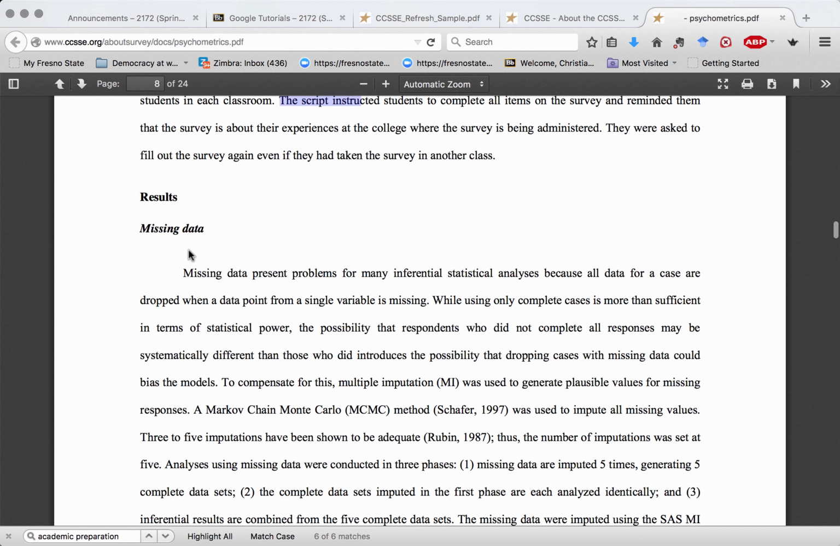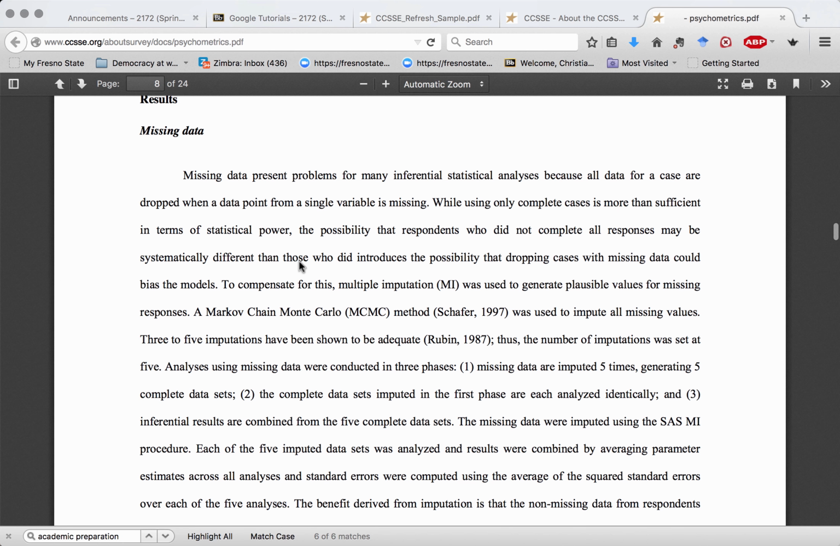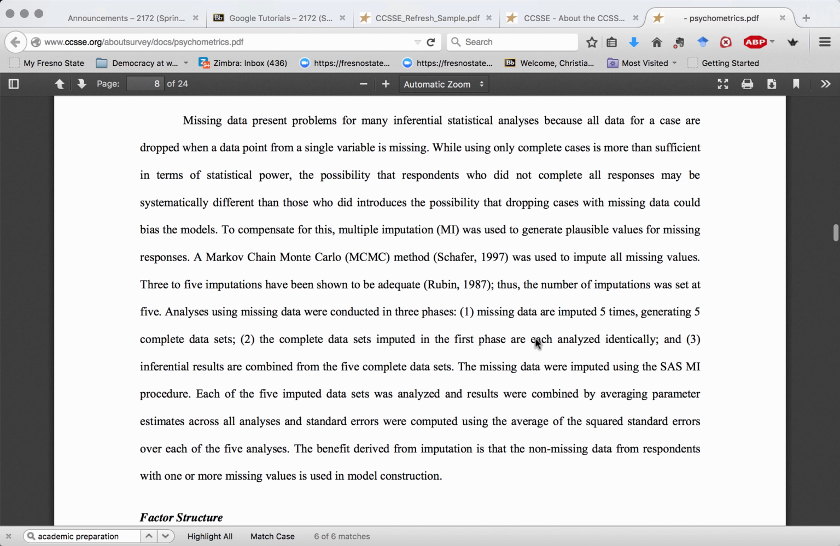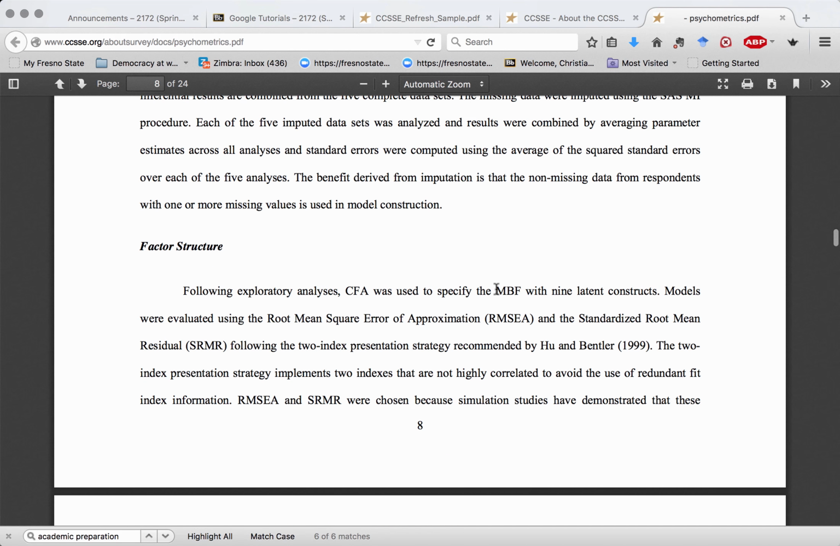Then results, the missing data. This is an important technical part that you want to include: how did you treat the missing data. Just different ways of doing it. And here you basically give your spiel about which method you used and why you used this. So this right now is not too relevant for us.